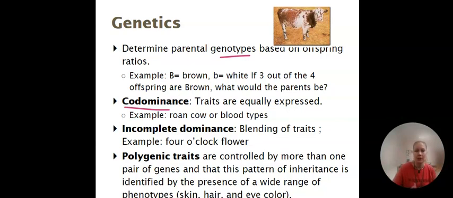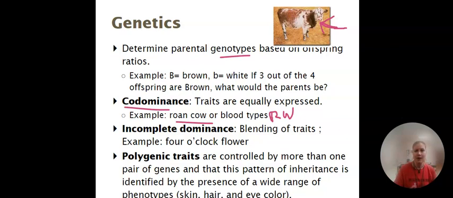So that would be like a red parent crossed with a white parent, and then the heterozygous form is a roan cow. So that cow is both red and white, like what we see up here in our picture. So that is codominance. Both are being expressed.